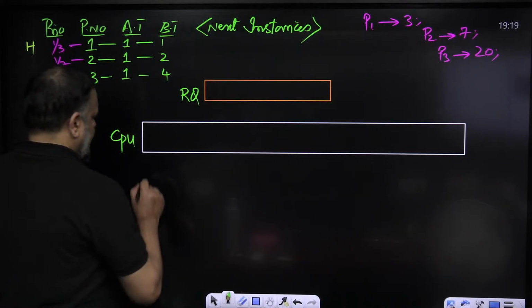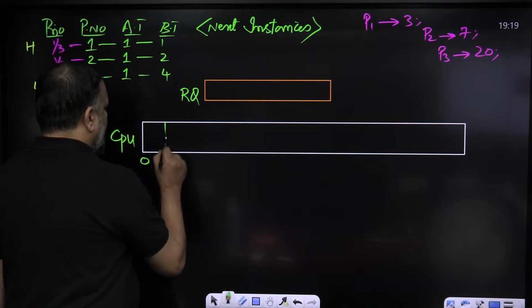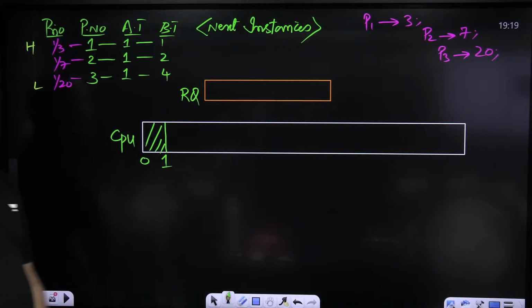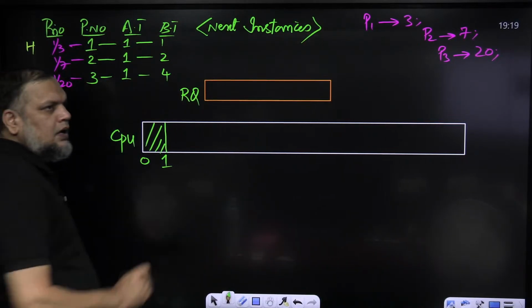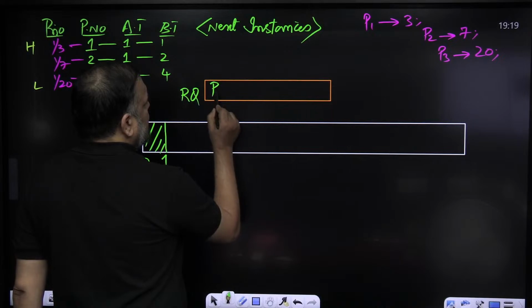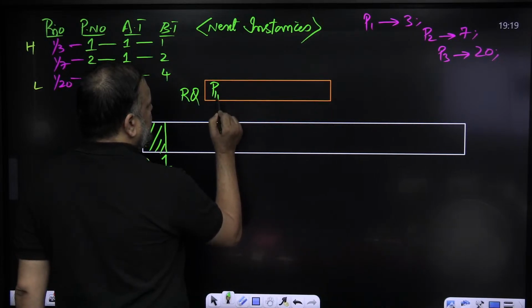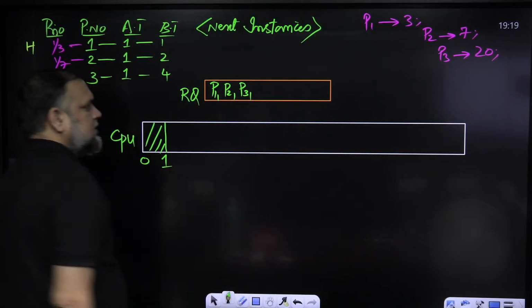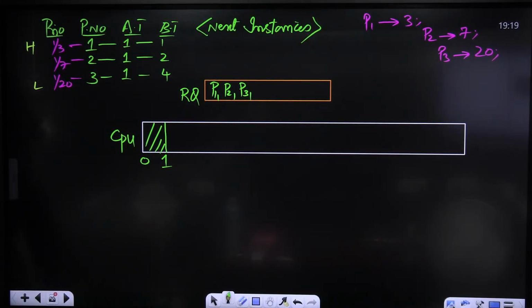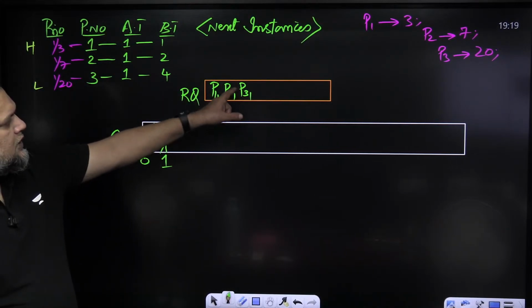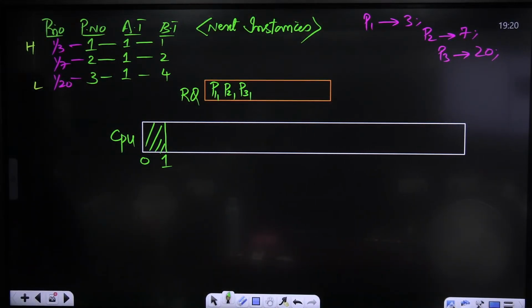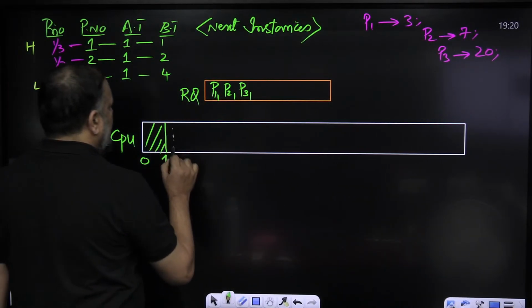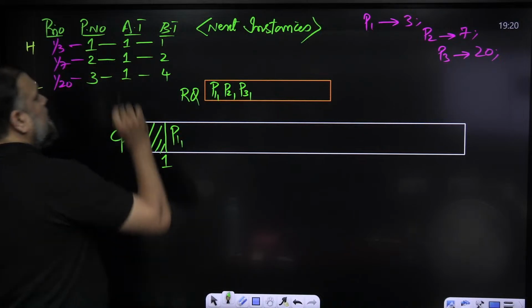चलिए स्टार्ट कर रहा हूं मैं. 0 to 1 there is no activity on CPU. Scheduling starts at time 1. Time 1 पर क्या होगा? All the 3 processes first instance will be available. So I am writing like this: P1 first instance, P2 first instance, P3 first instance. We are following this convention. So who will get scheduled first? Among P1, P2, P3, higher priority is P1 first instance. P1 का burst time क्या है?